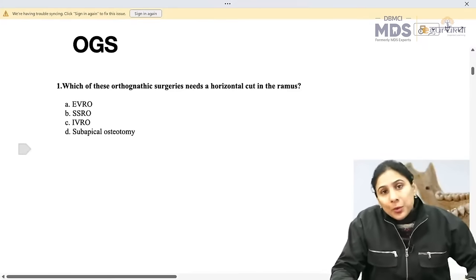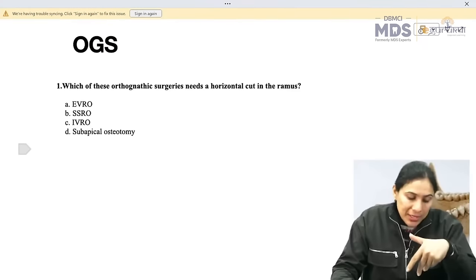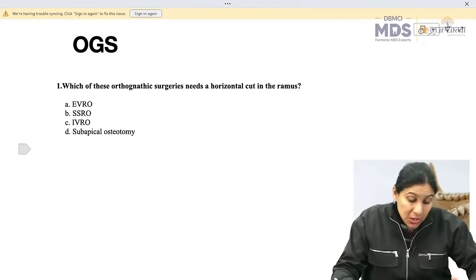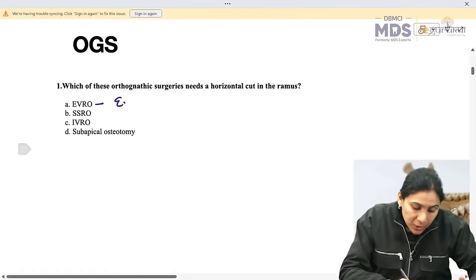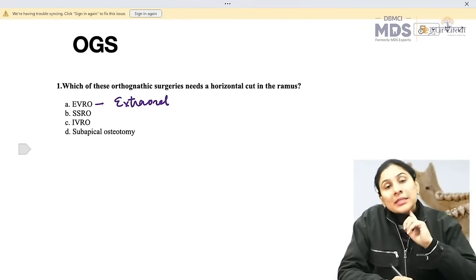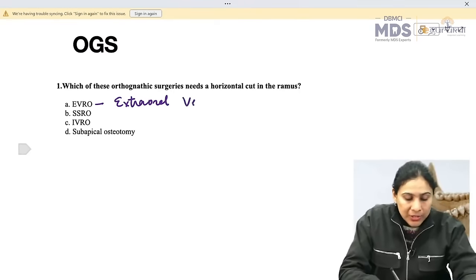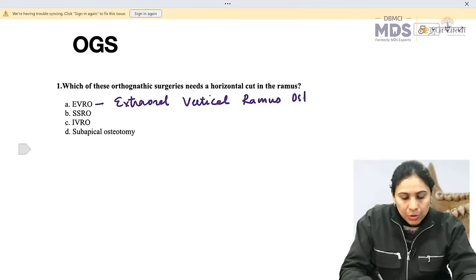To answer this question, first you should know the full form of these terms. Those who are revising properly already know EVRO is extraoral, because it is done with an extraoral incision. VRO is vertical ramus osteotomy.